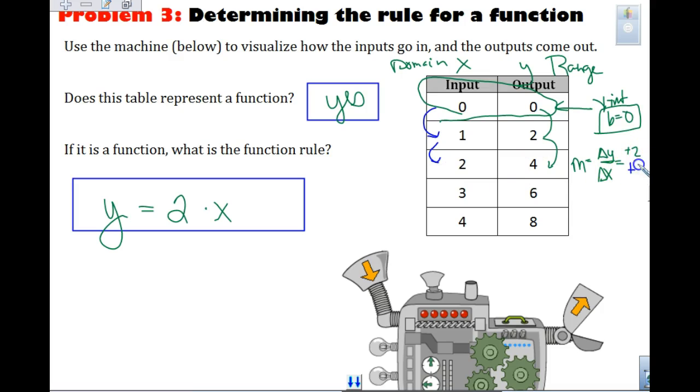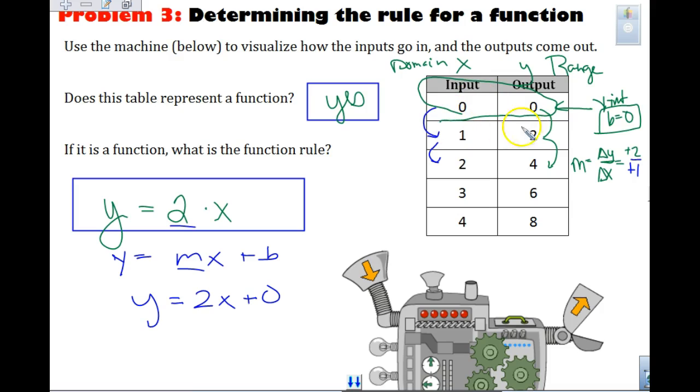Adding 1. If I have 2 over 1, isn't that the same slope here as m equals 2? So this is kind of my y equals mx plus b, where my m was 2. What was my b value? 0. Isn't this the same equation, y equals 2x plus 0, the same as y equals 2x? So I'm okay in your homework that you write it this way if you notice the pattern.